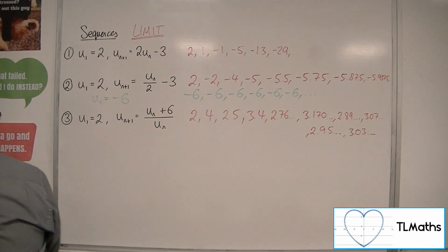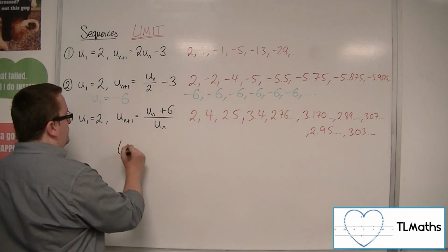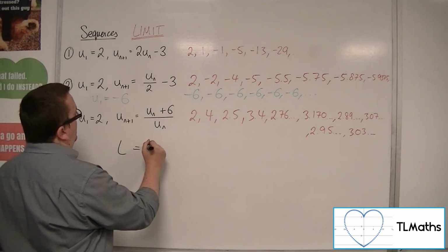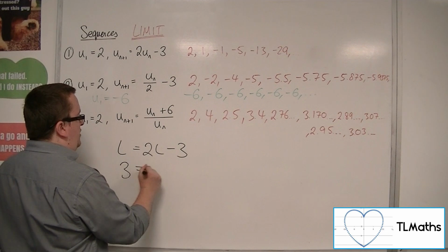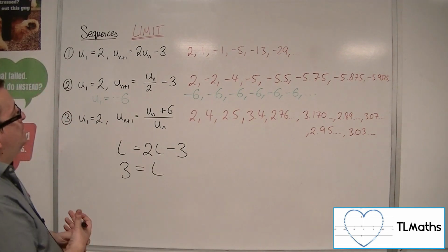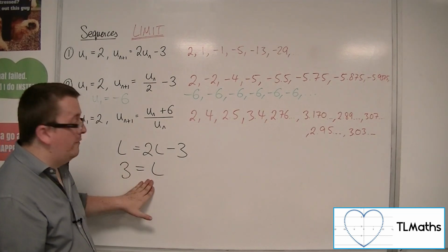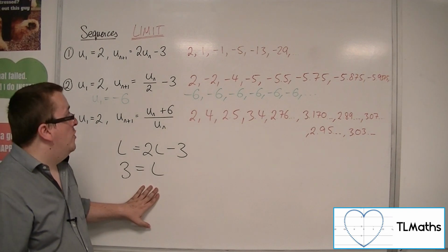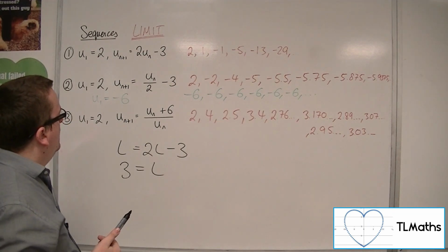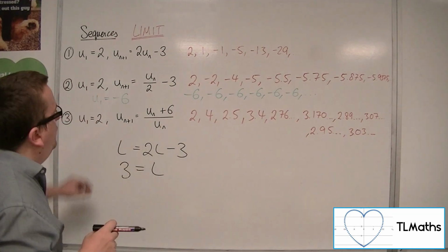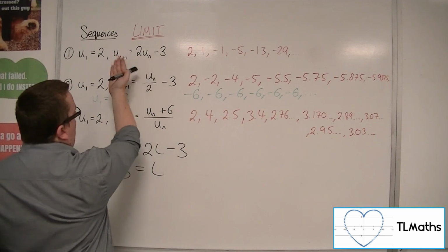But I've left number one till last, because let's see what happens. Although you can replace the un plus 1 with L and the un with L like that, then I could add 3 to both sides, subtract L from both sides, and I get 3. But actually what's happening here is that even though I've got a limit from the algebra, clearly I'm not homing in on it. And that's for exactly the same reason, the gradient of this line compared with that one.